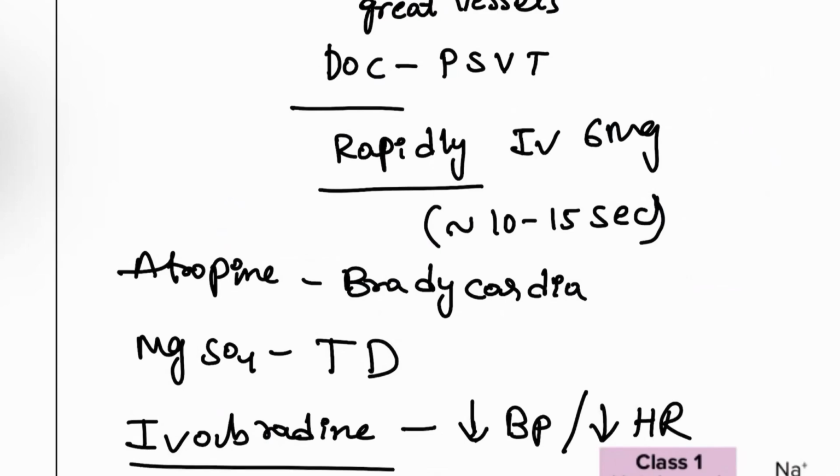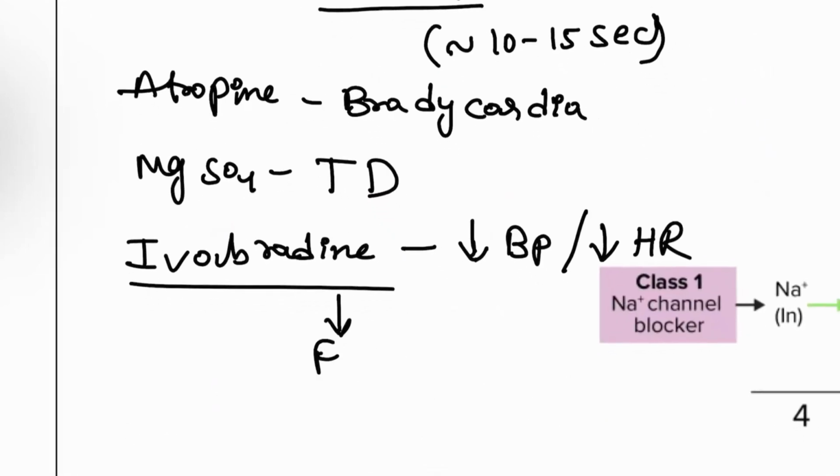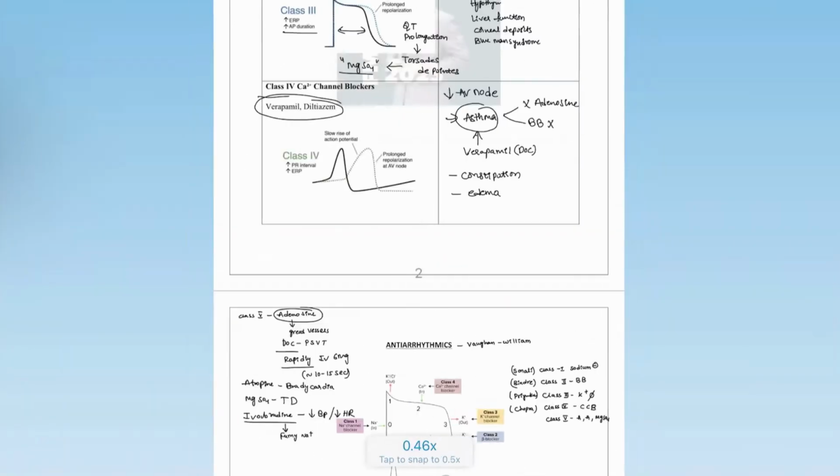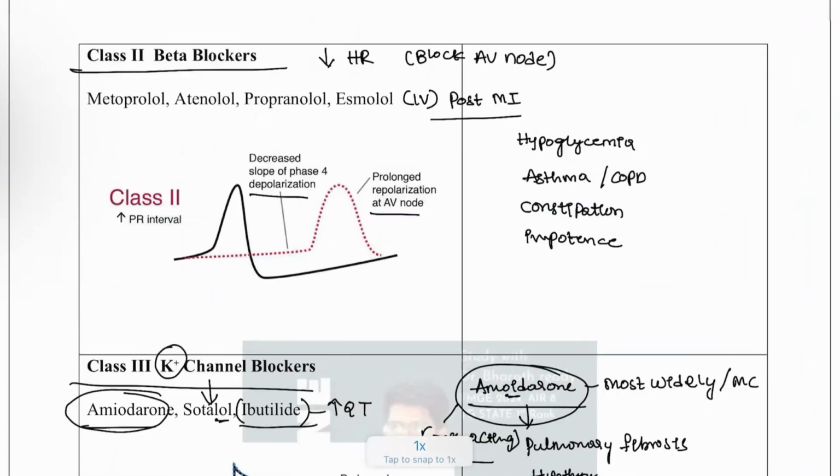Ivabradine is going to act on the funny channels. Funny sodium channels it is going to act on, and we can give this drug to the patients. And digoxin is also going to block your AV node. We can give it for long-term complications of PSVT and SVT. So this is the classification that I want you guys to remember.